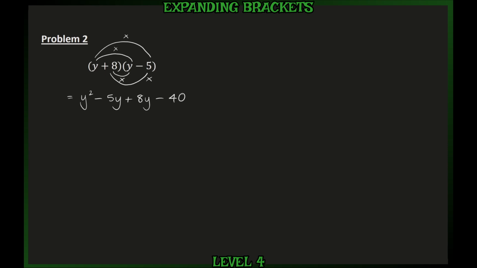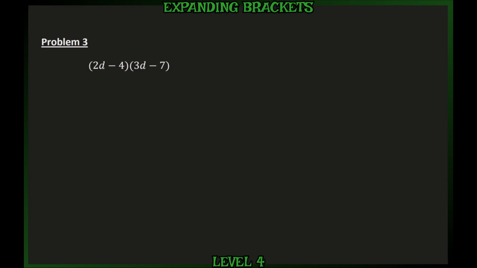To simplify, we can collect together the like terms, and we have a minus 5y and a plus 8y that we can collect together. So we have y squared. Minus 5y plus 8y gives us positive 3y, because minus 5 plus 8 is 3, and we have a minus 40 on the end, which means that y squared plus 3y minus 40 is our final answer to problem 2.